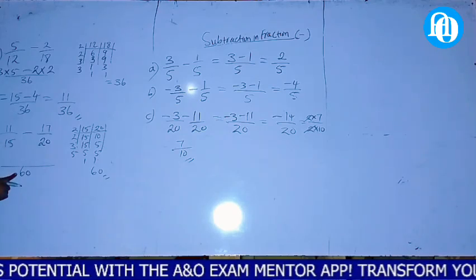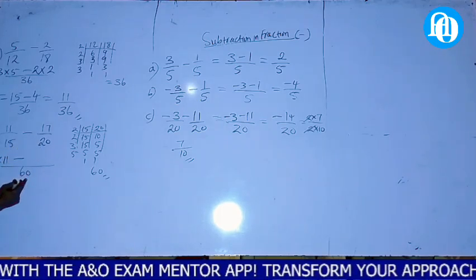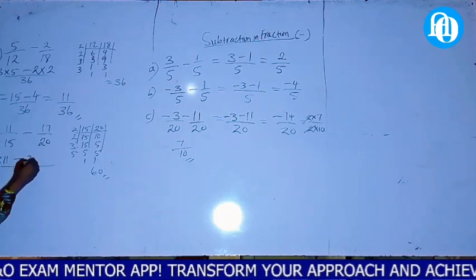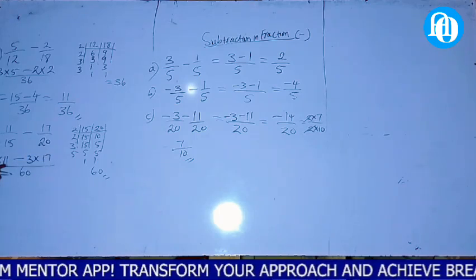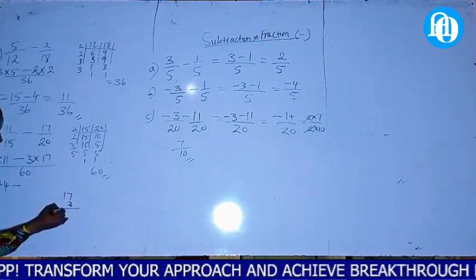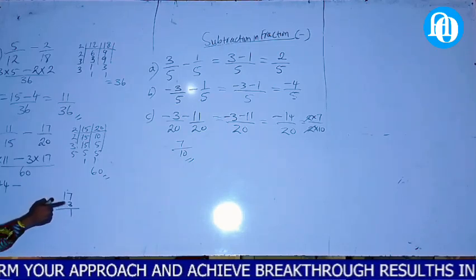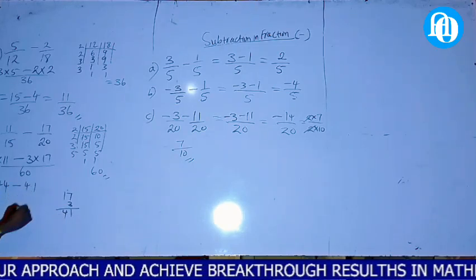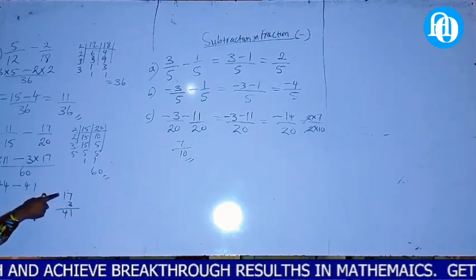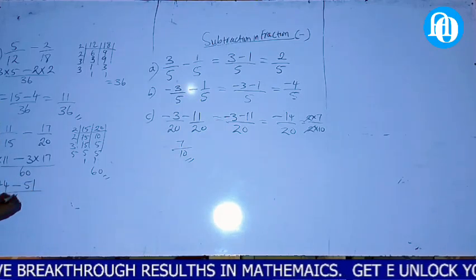Now, 60. This one divided by this will give us 4. And 4 times 11 is 44. Minus, this one divided by this, it will give us 3. 3 times 17. Are you hearing me now? 17 times 3 is 51. Now, all over 60.